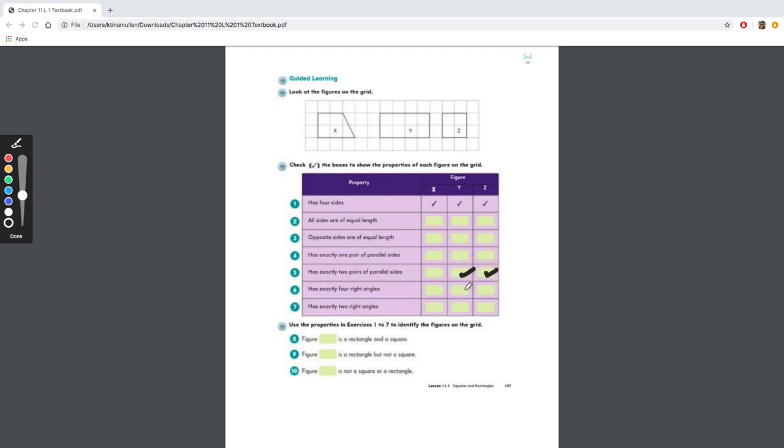Has exactly 4 right angles? Yes. No, figure X does not. Figure X has 1, 2 right angles. So figure X has 2 and figures Y and Z have 4.